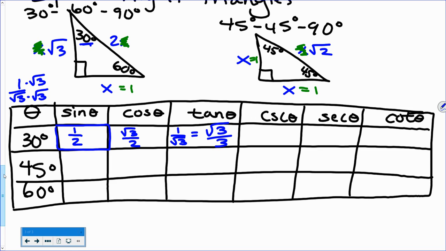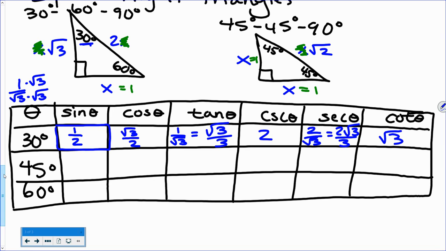Then I'll just use the reciprocals. Cosecant would be 2 over 1. Secant would be 2 over the square root of 3, so I'll have to multiply the top and bottom by the square root of 3. That would equal 2 square roots of 3 over 3. And for cotangent, instead of flipping the square root of 3 over 3, I'm going to have to rationalize that denominator as well. So I'm just going to flip over 1 over the square root of 3, so then I'm just using the square root of 3.